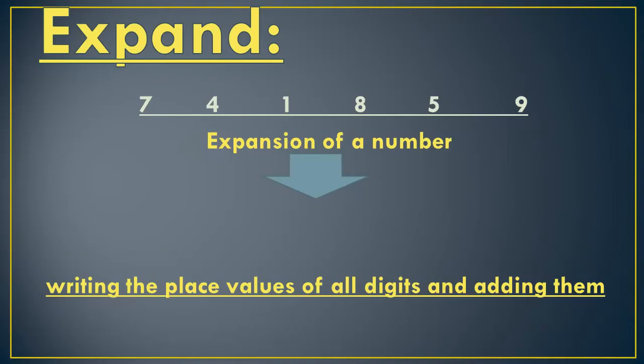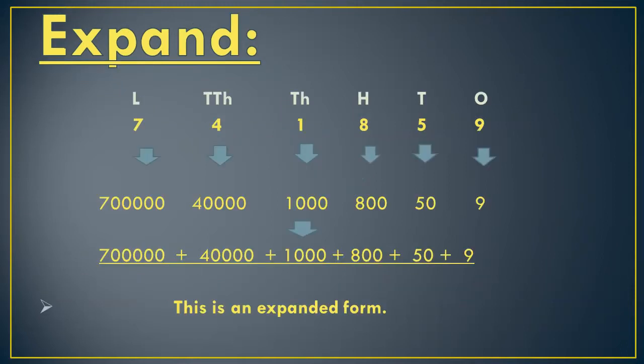So these are the different digits of the number. I need to write the place value and add them. Let us see how we can do that. So here is a number. Here is the ones place. Next one is tens place, hundreds place, thousands place, 10,000 place, and lakhs place. Now I need to write the place value of the different digits.